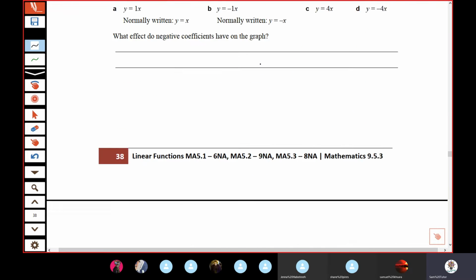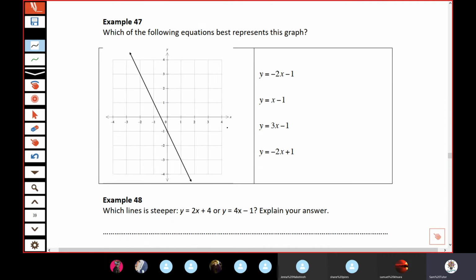That's just a task that you can do on your computer. That's not a problem. Example 47, which of the following equations best represents this graph? All right, beautiful. Imagine this was multiple choice: A, B, C, or D. By just looking at the graph, which two can you knock off straight away? B and C.